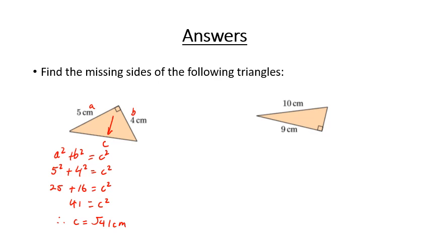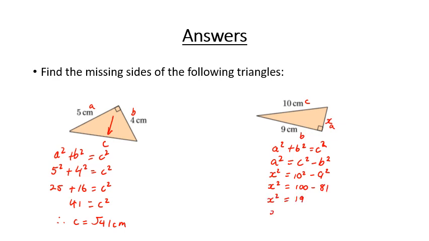In our second question, we're actually trying to work out not the hypotenuse, we're trying to work out a different side. So I'm going to label that A, that B, and that C. I normally would do A squared plus B squared equals C squared, but we're not trying to work out the hypotenuse, so I'm going to change it and go A squared equals C squared, take B squared. I want to substitute my values in. X squared equals 10 squared, take 9 squared. X squared therefore equals 100, take away 81. X squared equals 19. Therefore, X is going to equal the square root of 19 centimeters.